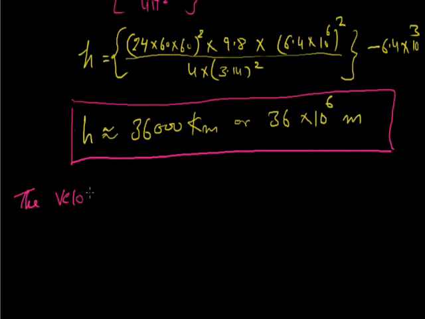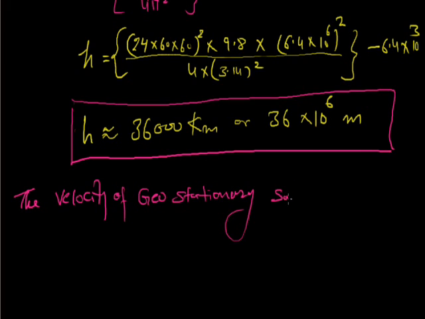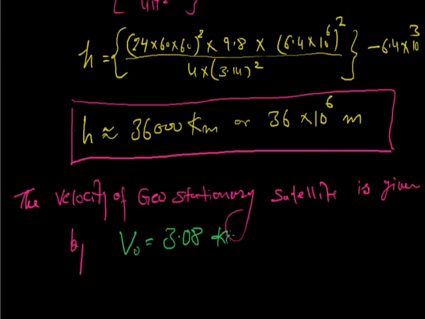The velocity of the geostationary satellite v0 is given by 3.08 kilometer per second.